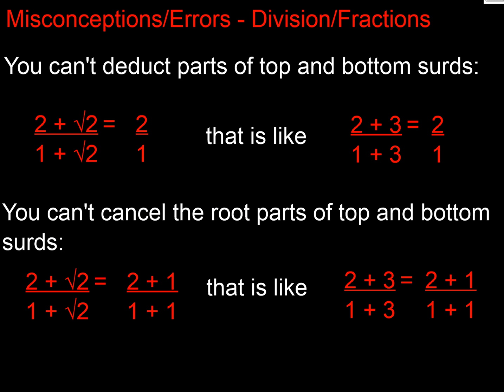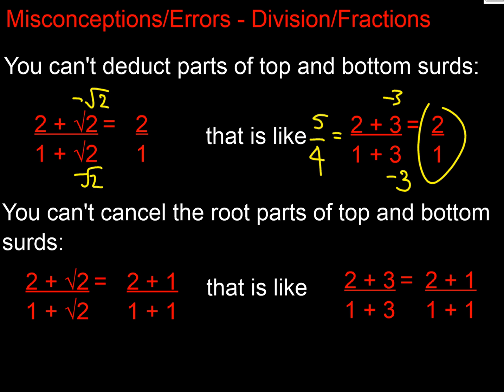Division's the one that seems to, and fractions seem to be the one that completely throw people. Sometimes you see people and they go, oh, I've got a 2 plus root 2 here and a 1 plus root 2 here, so I can just take off my root 2 from top and bottom. So I just end up with 2 over 1. Well, if that was true, using the same thing here, if I replace the root 2 with a 3, then 2 plus 3 would be minus 3 here, and 1 plus 3 would be minus 3 there. So that would be 2 over 1. But it isn't. We know it's 5 over 4, don't we?